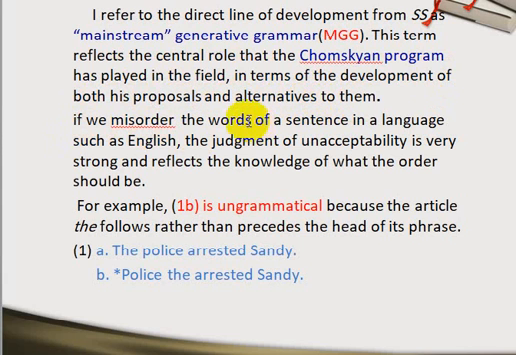If we misorder the words of a sentence in a language such as English, the judgment of unacceptability is very strong and reflects the knowledge of what the order should be. For example, 1b is ungrammatical because the article "the" follows rather than precedes the head of its phrase. A. The police arrested Sandy. B. Police the arrested Sandy. The order of "the" here makes the sentence ungrammatical.